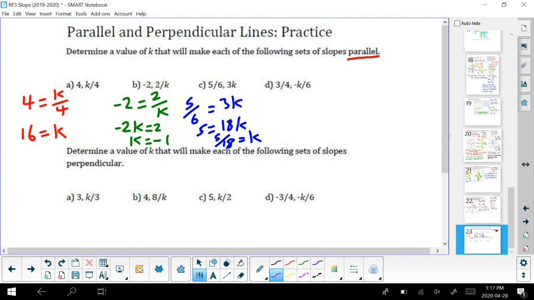Question D, I'll have 3 over 4 is equal to -k over 6. I can cross multiply. So I'll get 4 times -k is equal to 3 times 6. So this will give me 18 is equal to -4k. I'll divide both sides by -4, and I will end up with -9 over 2 is equal to k.